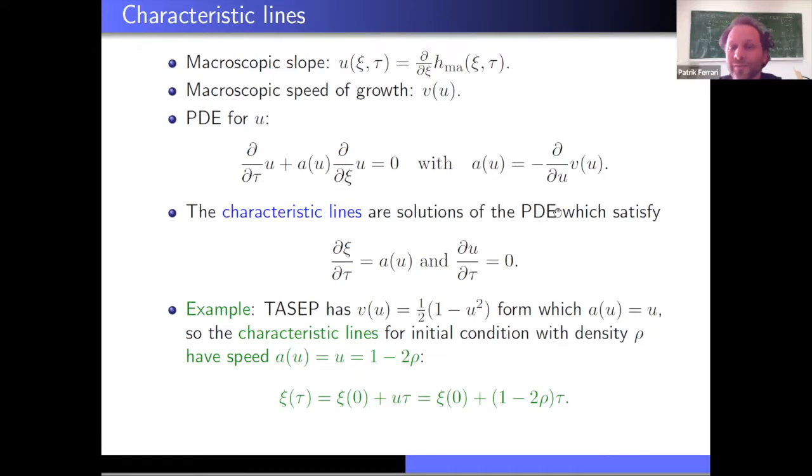They are solutions of the PDE such that the slope is constant in time, and the speed of this line is given by A of U. So in our case of TASEP, A of U is U. So the characteristic line will have a speed equal to U, which in terms of the density of particles is 1 minus 2 rho. If you start the characteristic line with a constant density rho, then it will just be a line with speed 1 minus 2 rho.